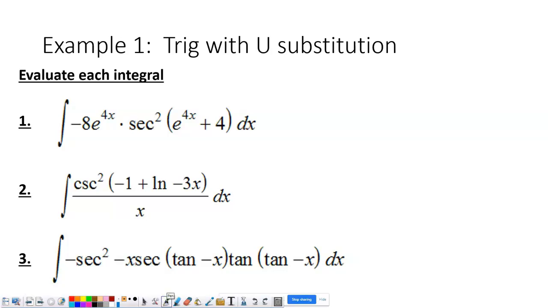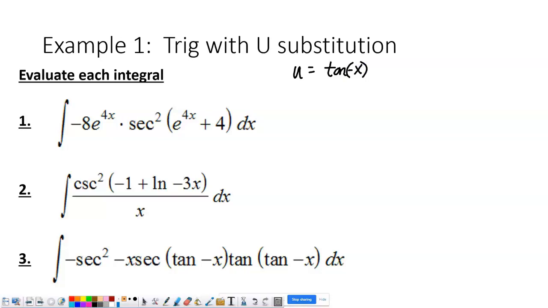What is the u? The u is the one in the parentheses. It's tangent of -x. Now remember, that's not tangent minus x. You can't subtract a number from tangent. Tangent's not a number, okay? It's tangent of x, -x.